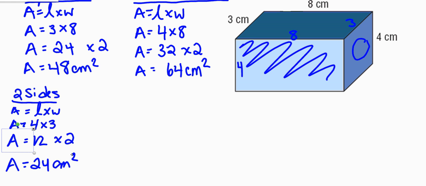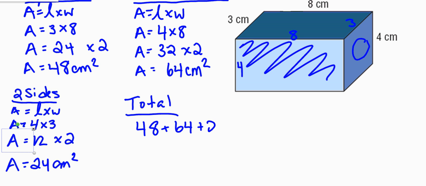Now, once I know the area for each of the different sides, I'm going to need a total. So I'm going to add up each of the areas that I have. So 48 plus 64 plus 24. And that is going to give me, give me a second here. 136 centimeters squared.